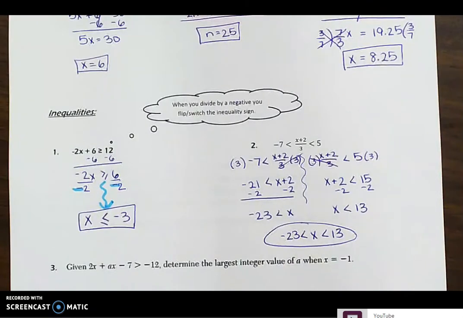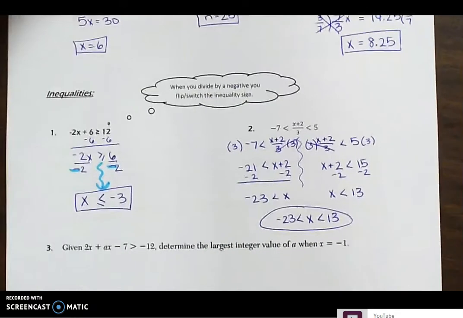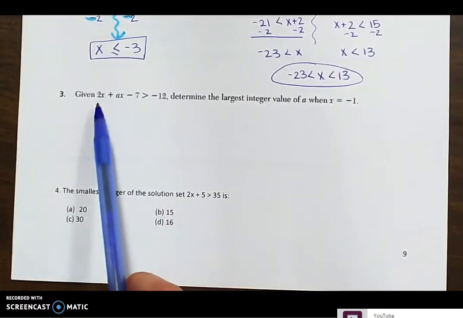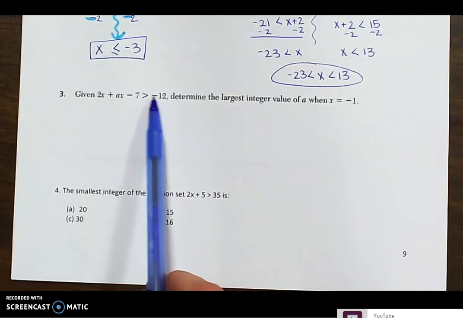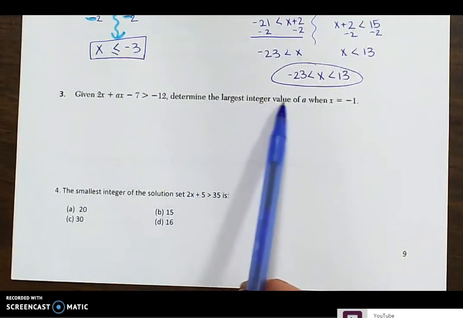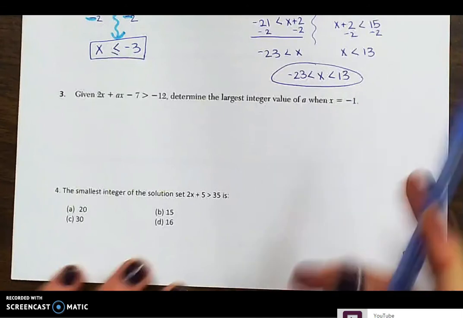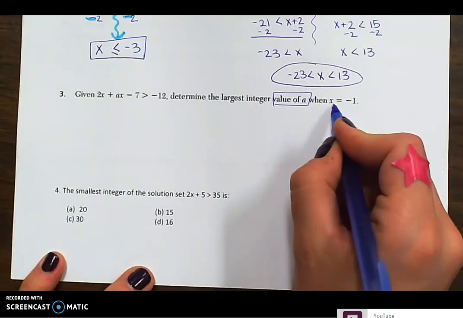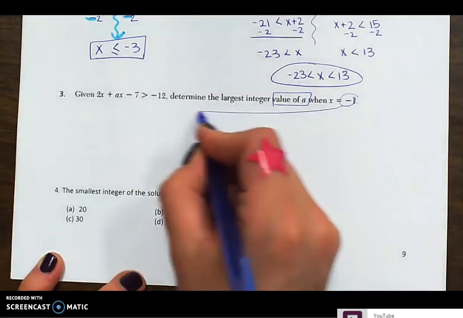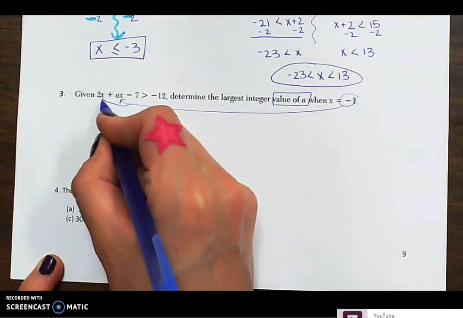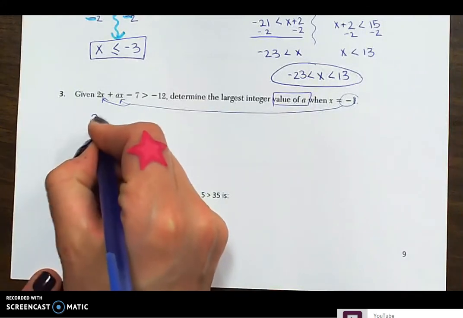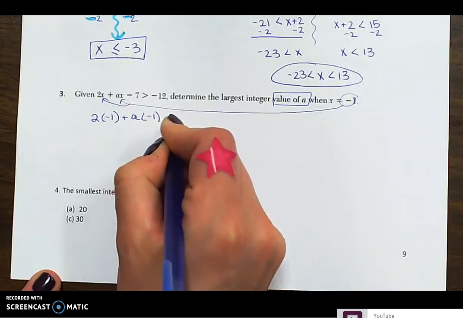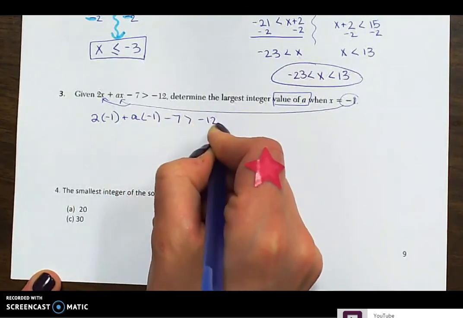All right, now let's try some exam style questions with our inequalities. So let's take a look here at number 3. Given 2x + ax - 7 is greater than -12, determine the largest integer value of a when x is -1. So we wanted the value of a when x is -1. So I'm going to take this -1 and I'm going to replace the x with a -1. So 2 times -1 plus a times -1 minus 7 is greater than -12.